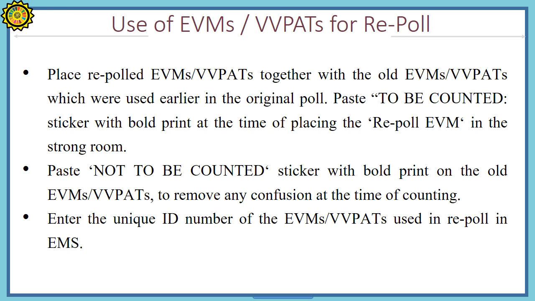Paste the "to be counted" sticker with bold print at the time of placing the repoll EVM in the strong room. Paste the "not to be counted" sticker with bold print on the old EVM VVPAT to remove any confusion at the time of counting. Enter the unique ID number of the EVM VVPAT used in the repoll in the EMS.